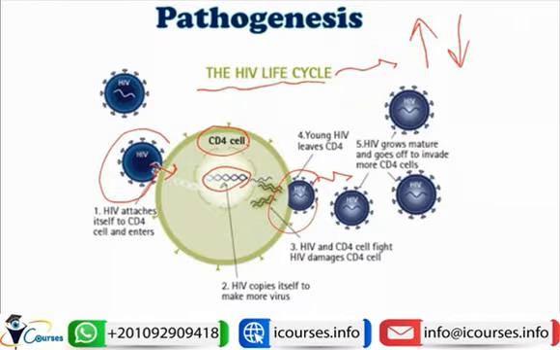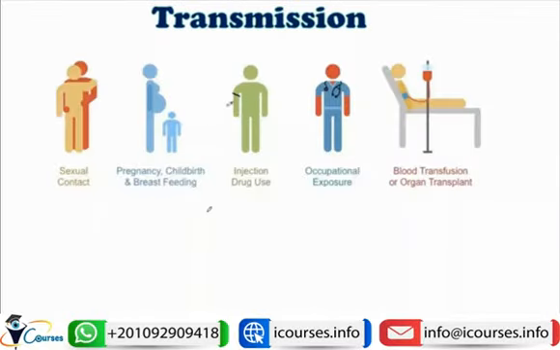There are different methods of HIV transmission, like sexual contact, pregnancy and childbirth, so it can be vertical transmission from the mother to the baby, or horizontal transmission sexually or by injection of drugs, or blood transfusion, or occupational exposure for medical personnel, or organ transplant.